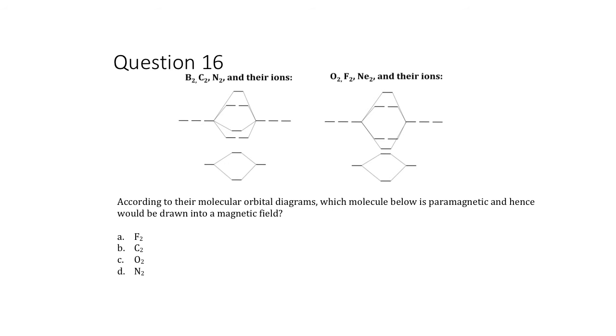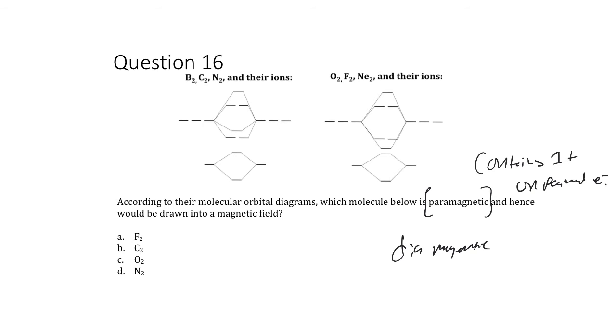Okay, according to their molecular orbital diagrams, which molecule below is paramagnetic, hence will be drawn into a magnetic field. So the word paramagnetic just simply means that the atom contains one or more unpaired electrons. And if you contrast that with diamagnetic, that equals 0 unpaired electrons.